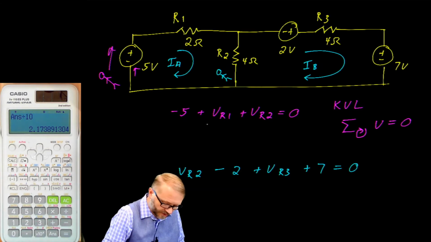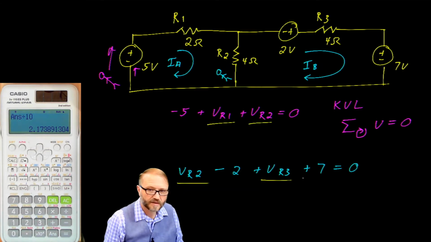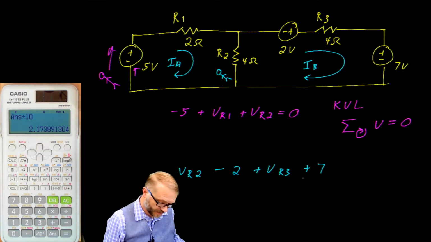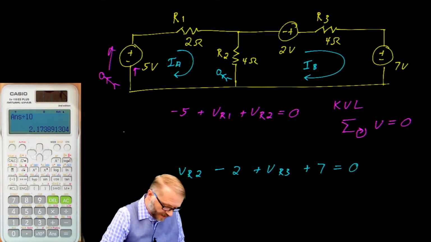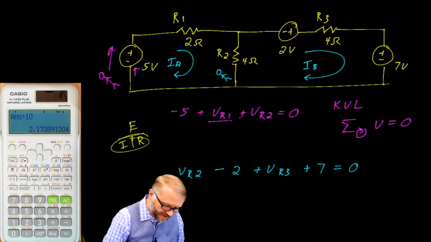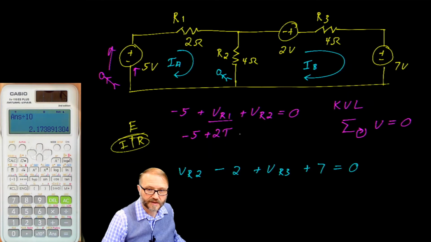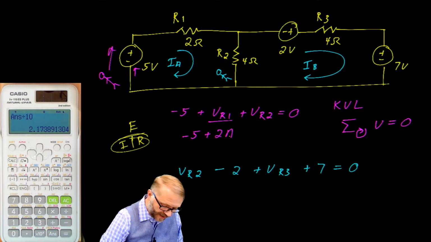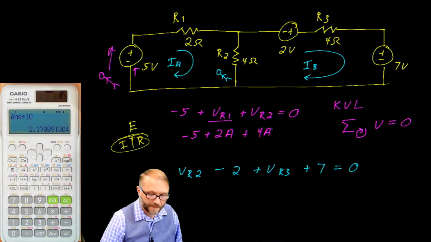At this point, we're going to do a substitution for all these voltages across the resistors. You remember Ohm's law tells us that a voltage is the same as a current times a resistance. Knowing that, we can do a substitution for this value. We would say -5 plus 2 current A. And I'm a little lazy, so instead of writing current A, I'm just going to write this as 2A plus 4A.